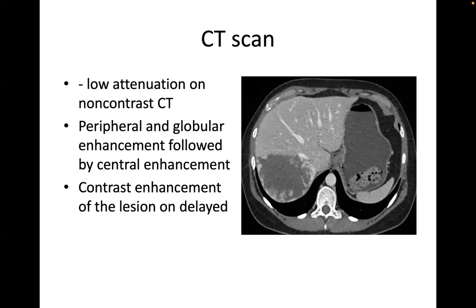This is the CT scan. This one is a very common and easy thing to diagnose with CT scan, because you can see there's a low attenuation on non-contrasted CT, and there is peripheral and globular enhancement. This is very, very important. Once you see what you see here in the picture, you should have in your mind clearly that it looks more like a hemangioma. And on CT angio, you'll see a fluffy appearance appearing peripherally and filling towards the center, with contrast enhancement of the lesion on delayed images.